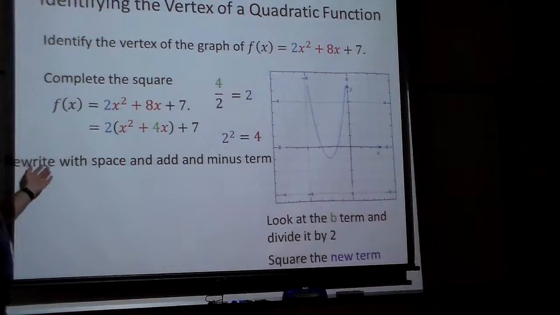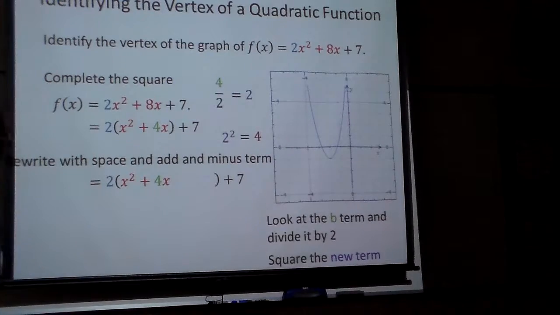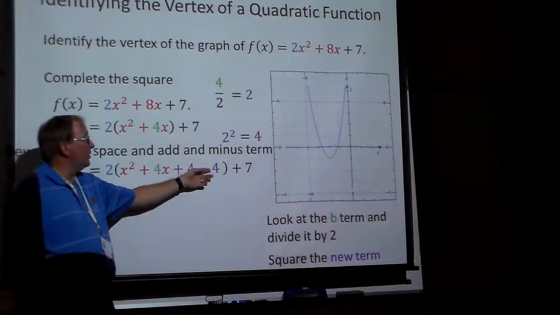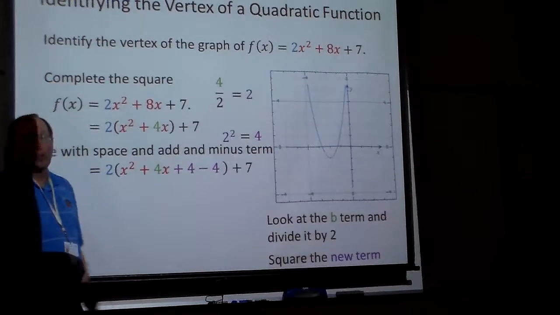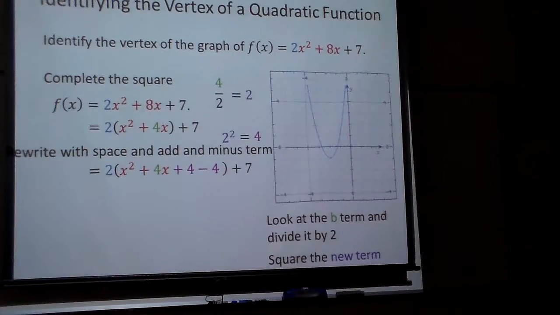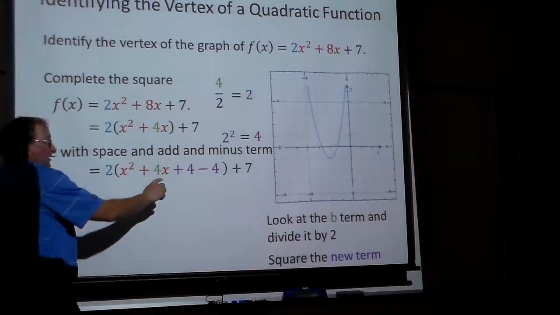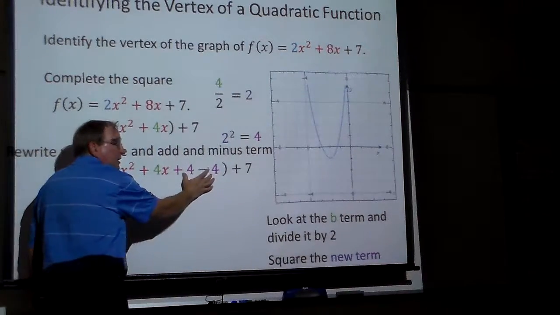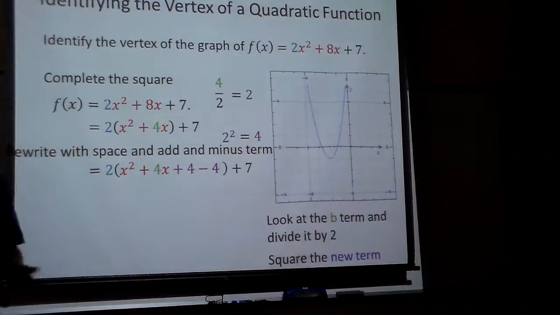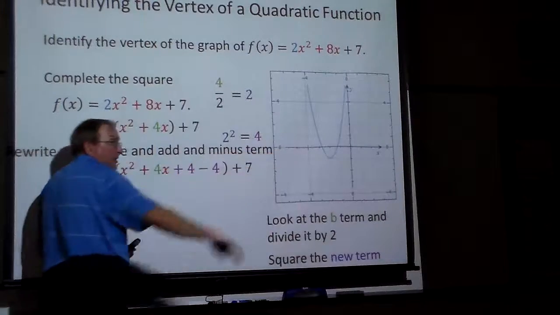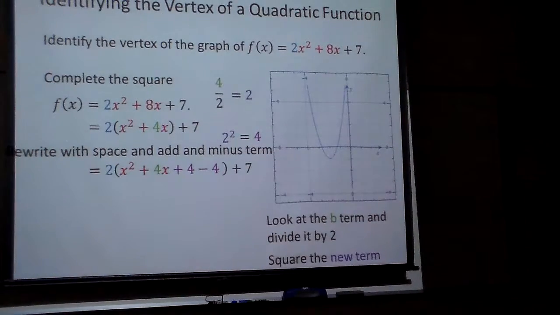And it says here, rewrite it with a space. So we've got to add and subtract something. Here's what we're going to do. I'm going to put plus 4, and I'm going to put minus 4. Now, there's a lot of different ways to do that, but I do it like this for a reason. Because that plus 4 and minus 4 right here add up to 0, so it cancels out, right? But now I'm going to kick this negative 4 out of there. Kick it out, okay?